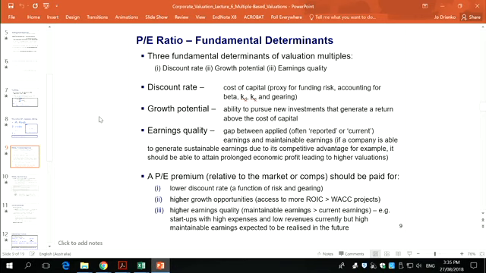So, to summarize, a PE premium that is above some kind of a competitor or some kind of a market PE, we'll talk about market PEs in a sec, should be paid for. A higher PE should be paid for a company that has a lower discount rate, that has higher growth opportunities, so it has access to a lot of projects with ROIC higher than WACC, and it has higher earnings quality, which means its maintainable earnings are significantly higher than its current earnings.